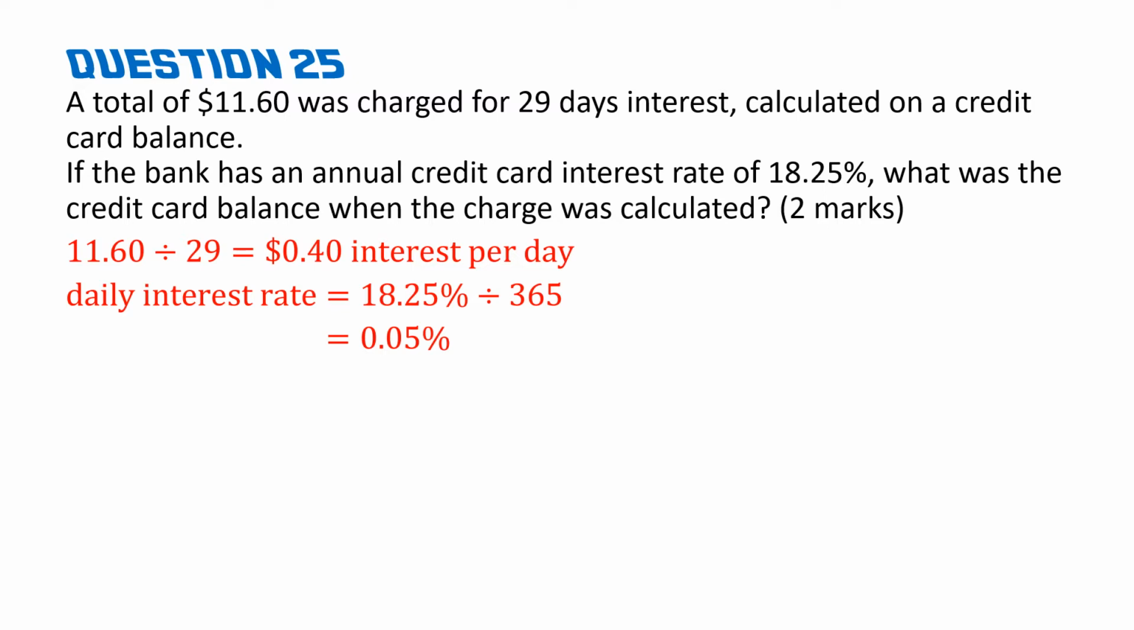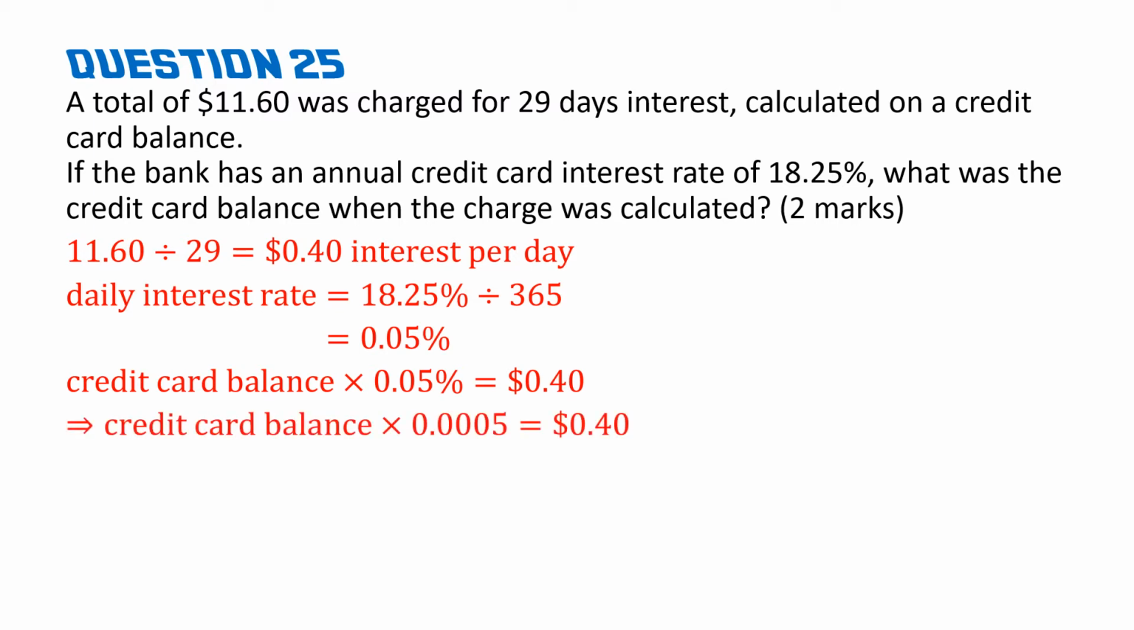So then how can we work backwards now to work out what our credit card balance was? Well, we can work out our interest based on what our balance was. So if we wanted to work out our interest, it would be the balance times the interest. So whatever our credit card balance was times the interest rate of 0.05% would give us our 40 cents. Now, 0.05%, we're going to need to convert that to a decimal. So to convert it to a decimal, we're going to divide it by 100. So then that's exactly the same as saying 0.0005. So our credit card balance times that 0.0005 would equal 40 cents.